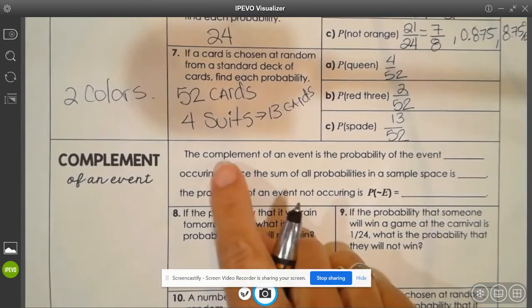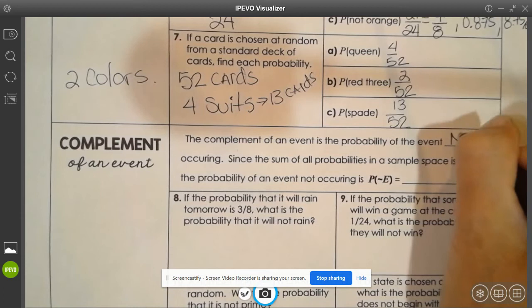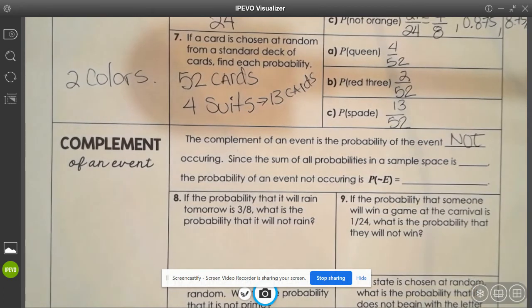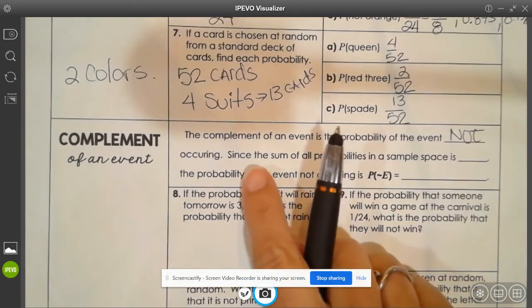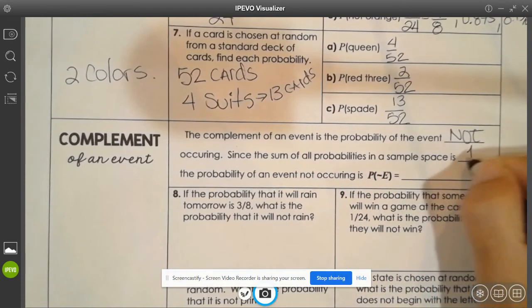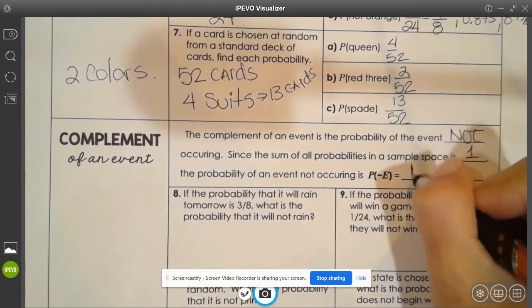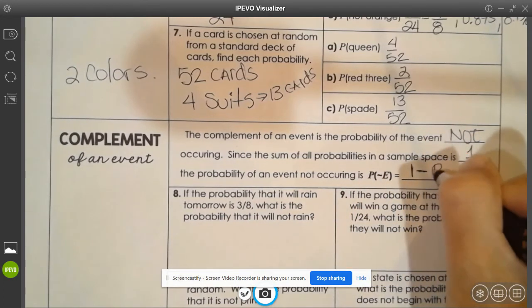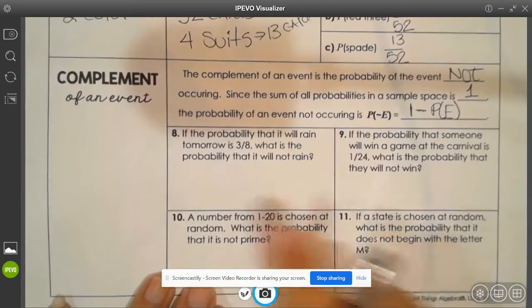All right, so the complement of an event is the probability of that event not happening. That's the complement. So it's happening or not happening. The complement is not happening. Since the sum of all probabilities in the sample space is 1, the probability of an event not occurring is 1 minus the probability of the event occurring. So let's look at how that looks.